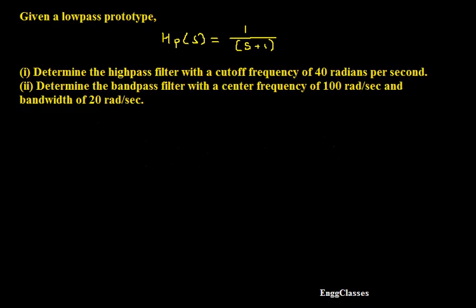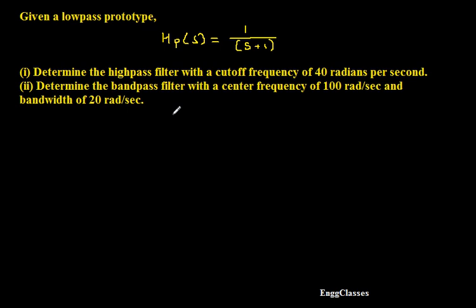In this video we'll consider a numerical on a high pass filter and band pass filter. The task is, it has been given a low pass prototype HP of S, which is equal to 1 divided by S plus 1. And we need to determine the high pass filter with the cutoff frequency of 40 radians per second and determine the band pass filter with the center frequency of 100 radians per second and bandwidth of 20 radians per second. So it's one of the easiest numericals.